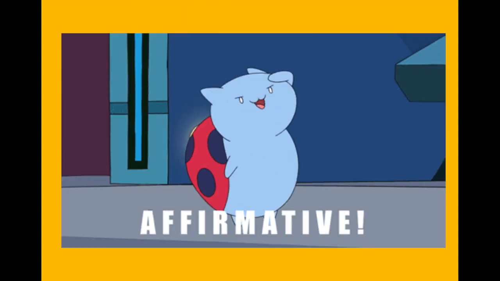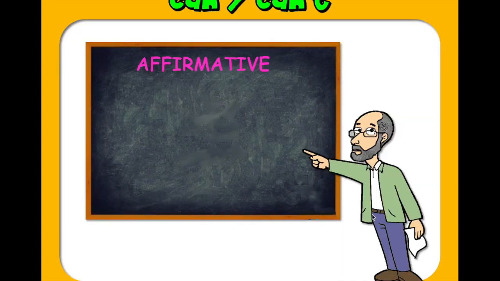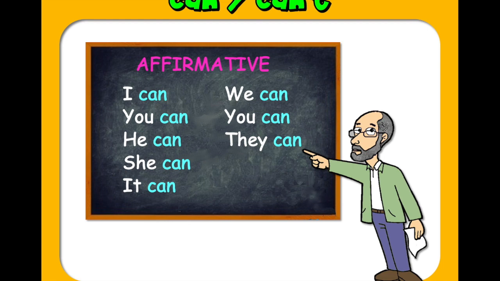Affirmative. In the case of affirmative sentences, we use the following structure. I can, you can, he can, she can, it can, we can, you can, and they can. Can is the same for all the pronouns.